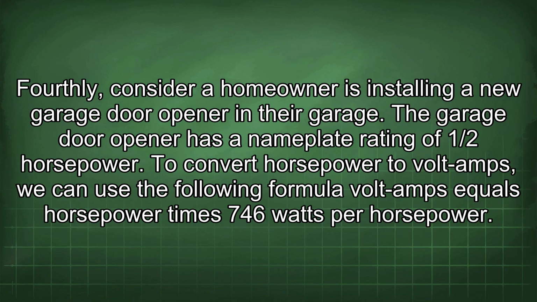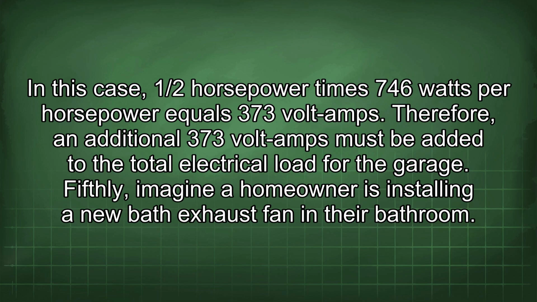The garage door opener has a nameplate rating of 1/2 horsepower. To convert horsepower to volt amps, we can use the following formula: volt amps equals horsepower times 746 watts per horsepower. In this case, 1/2 horsepower times 746 watts per horsepower equals 373 volt amps. Therefore, an additional 373 volt amps must be added to the total electrical load for the garage.